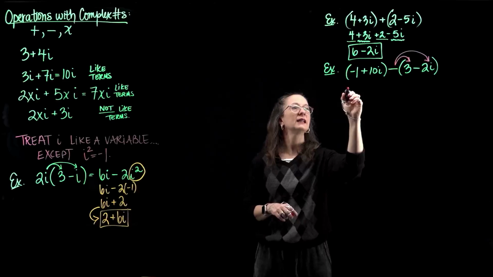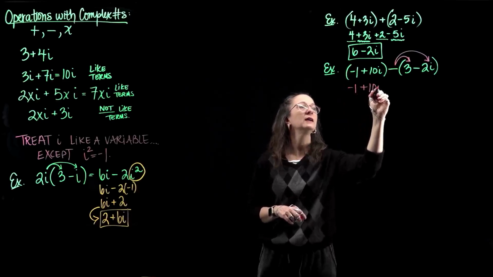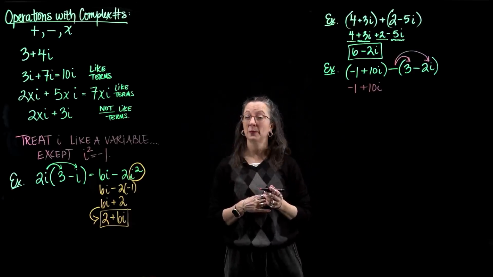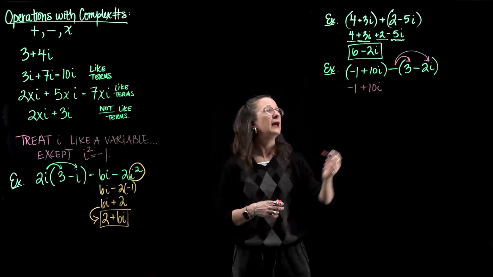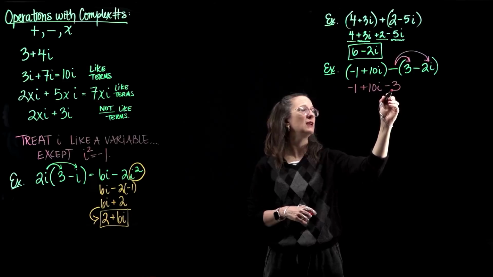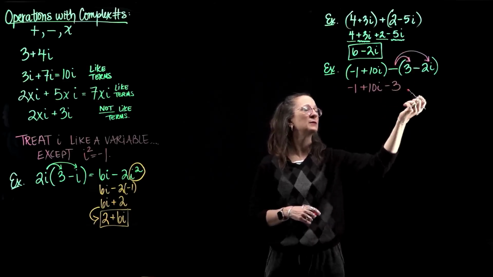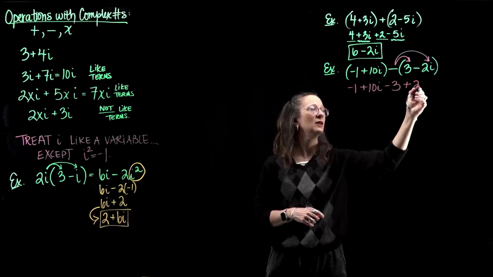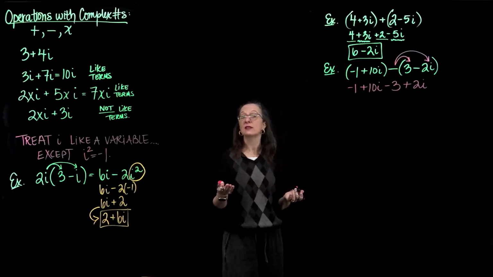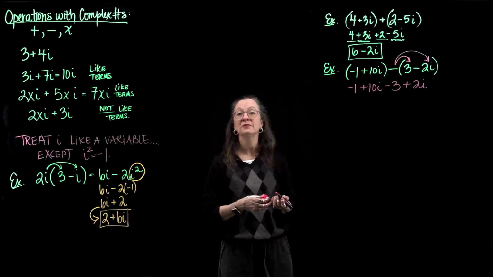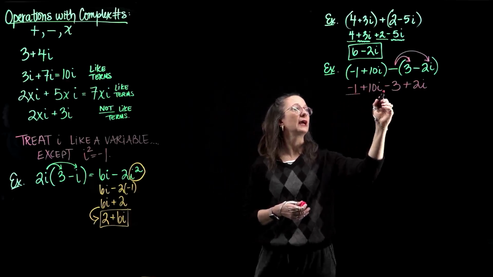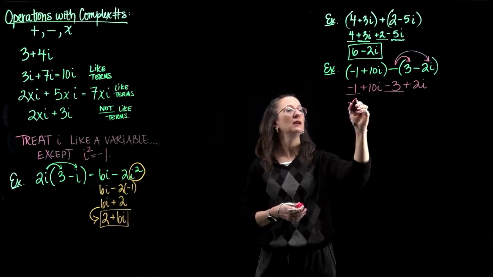On that next line, I'd have negative 1 plus 10i, just bringing down that previous line and dropping the parentheses off of it. And then negative gets multiplied by 3 to make negative 3, and negative times negative 2i gives me positive 2i. Now we have something that looks like an addition problem, and we can finish it up by grouping up our like terms, negative 1 and negative 3.